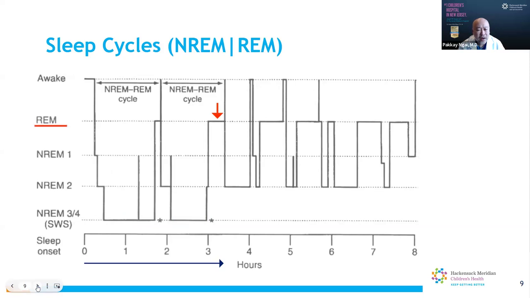And you'll notice that REM sleep makes its appearance very briefly in the first cycle. And there's this red arrow that points to some appreciable REM sleep in that second sleep cycle.